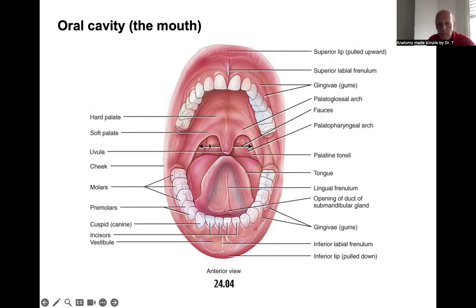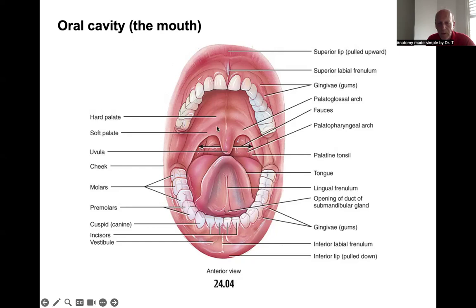And finally, should we ask what is happening to the posterior wall? Basically, we have to say there is no wall. We have a large opening, the fauces, and through the fauces we are also able to see part of the pharynx, particularly the segment that we know as the oropharynx.